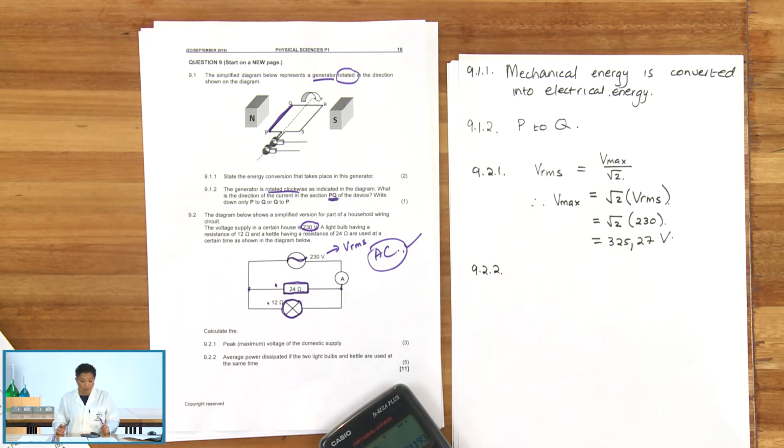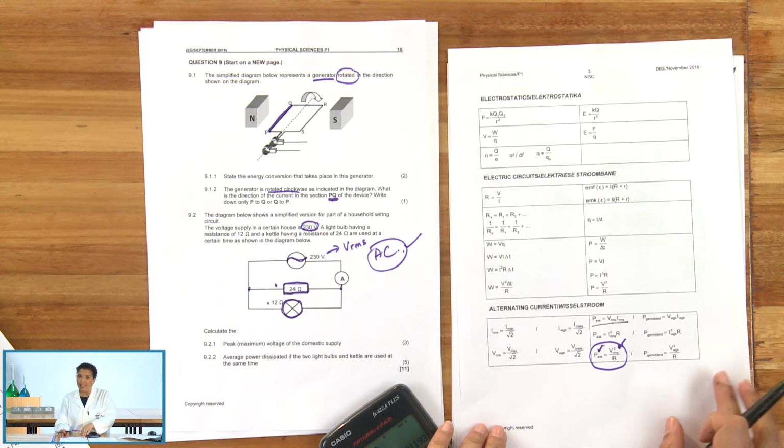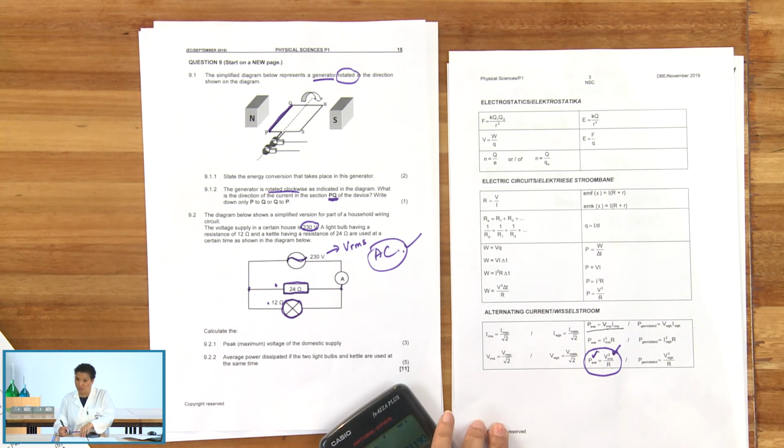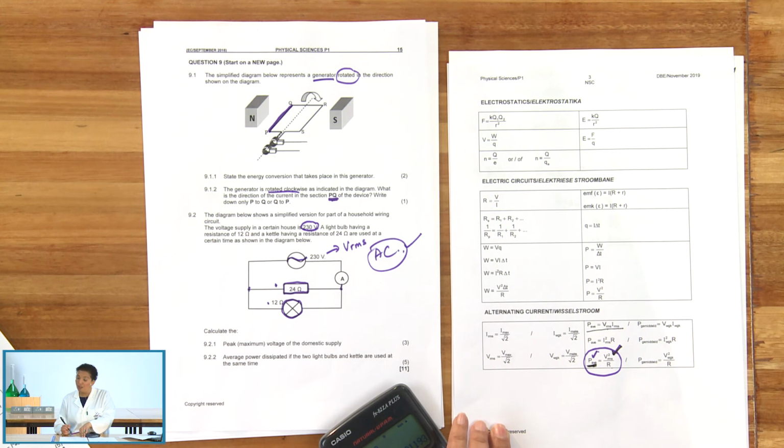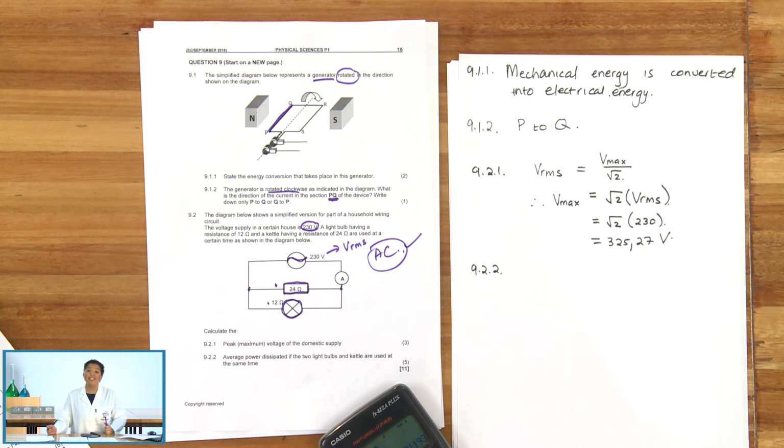They ask for the average power dissipated if the two light bulbs and the kettle are used at the same time. We need to calculate that average. We know we've got VRMS. We also need to calculate the average power. If we look at our data sheet, again, just by coincidence we happen to use the same formula, we need to find average power. We've got VRMS. So the obvious thing to find out now would be the total resistance for the circuit. This is going to take us back to grade 10 electric circuits. So we know it's a parallel connection.